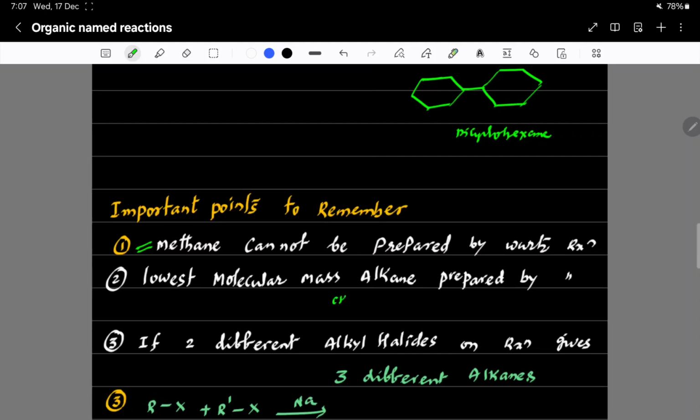For example, if we have methyl chloride reacting with sodium in the presence of dry ether, we will get ethane as the possible product. This is the starting material with the lowest molecular mass for the formation of an alkane during the Wurtz reaction. Beyond that we cannot prepare, because we can link at least 2 carbon atoms only. So methane we cannot prepare by this Wurtz reaction.